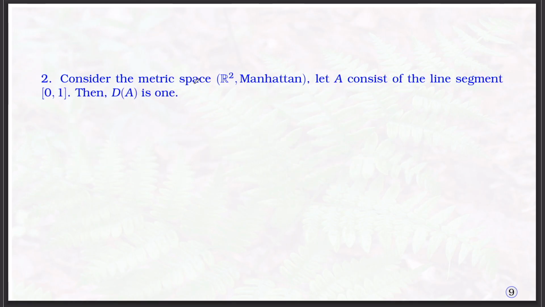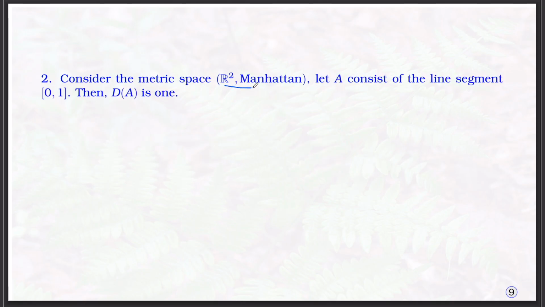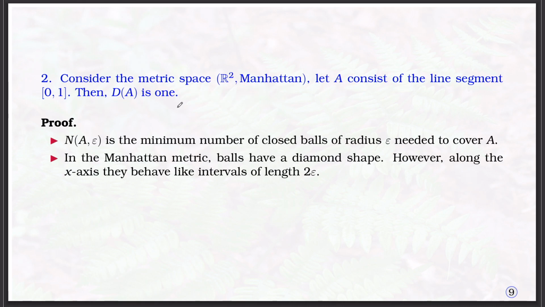Now, we will find some other interesting results. Consider the metric space R power 2 with the Manhattan metric. Here, earlier we had taken R power 2 with the Euclidean metric; here we are taking R power 2 with the Manhattan metric. Let A consist of the line segment [0, 1]. Then the dimension is 1. See, we have the straight line segment [0, 1] in R power 2. Consider this line segment.